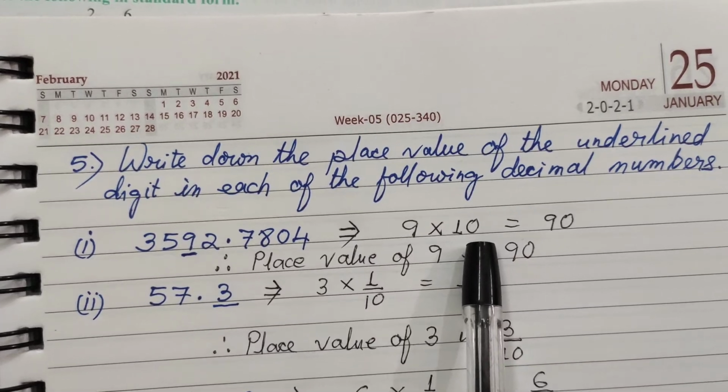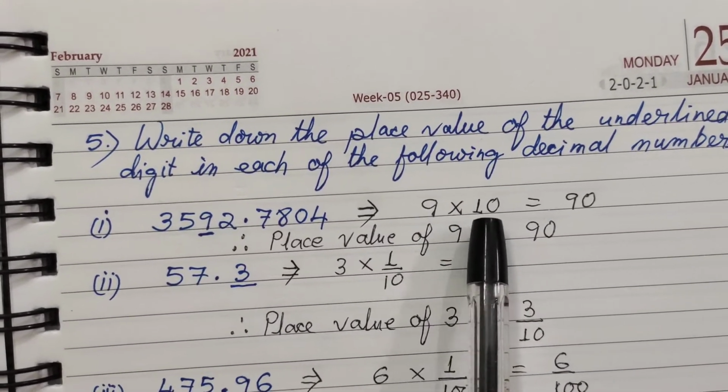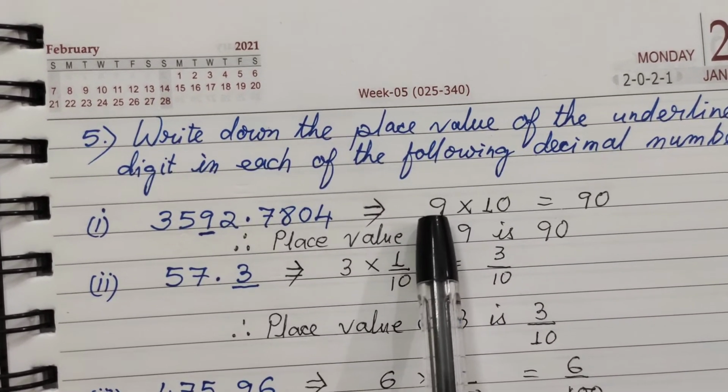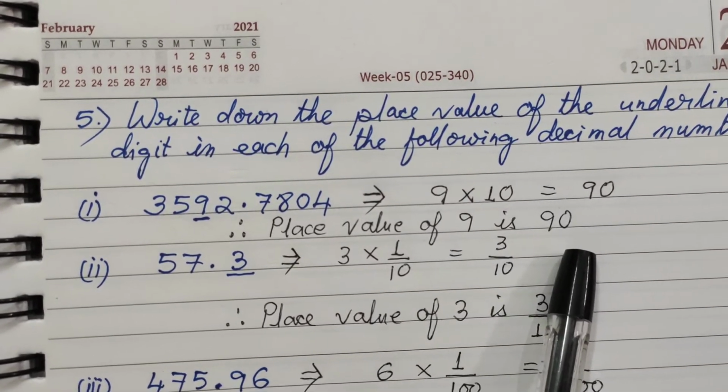So when I want to find the place value of 9, in which position 9 is, it is in the 10th position. So the place value of 9 will be 9 into 10, 90. So the place value of 9 is 90.